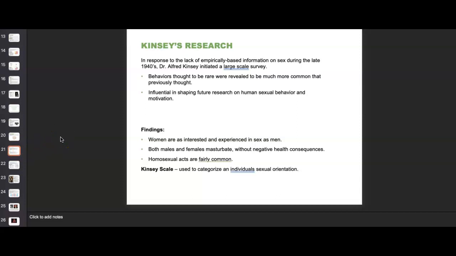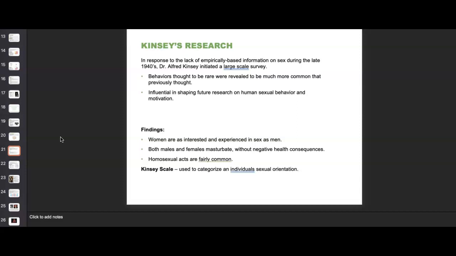Now, Alfred Kinsey initiated a large-scale survey in response to the lack of empirically based information on sex during the late 1940s. It was unheard of to talk about sex back then. But Kinsey thought, we've got to know more. Behaviors thought to be rare were revealed to be much more common than previously thought. His work was influential in shaping future research on human sexual behavior and motivation.